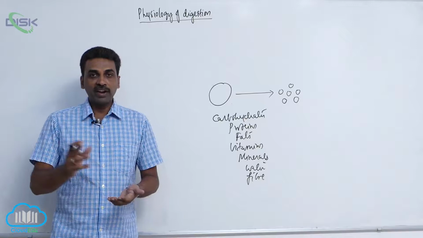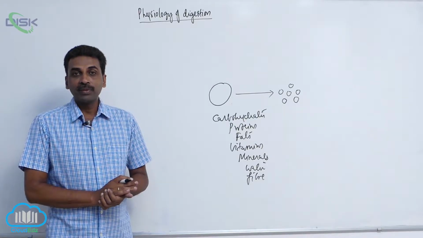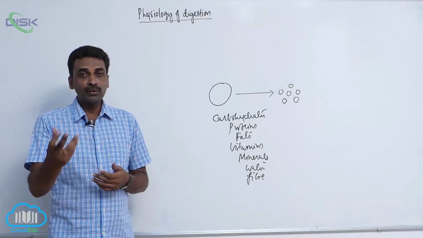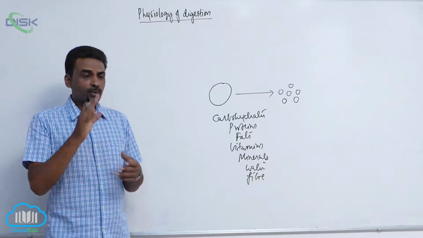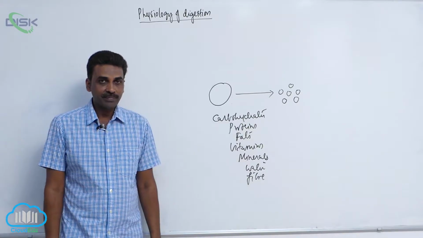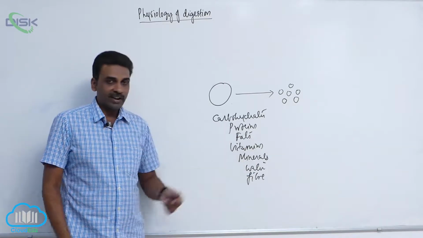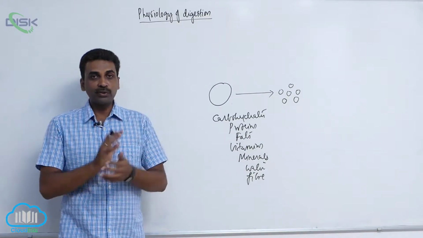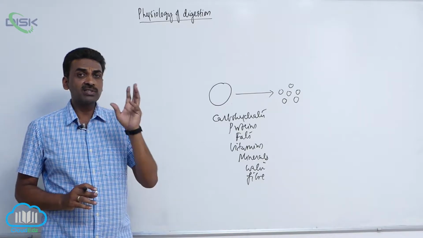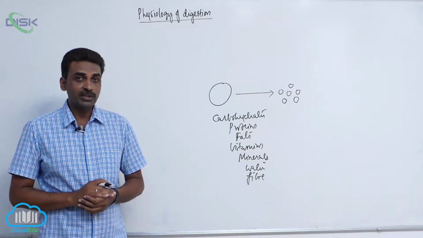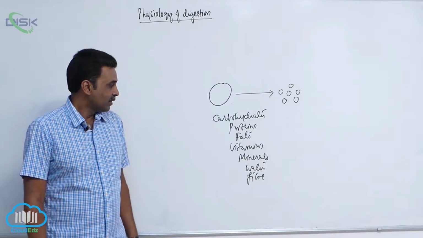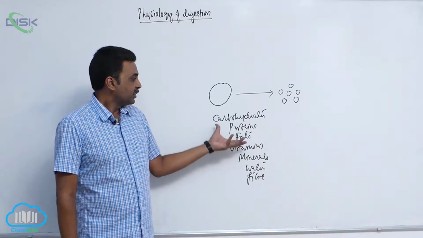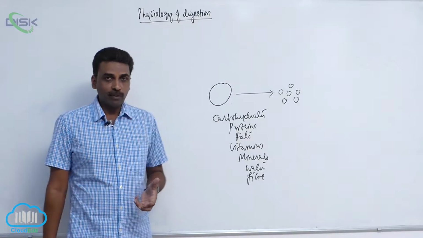For the formation of antibodies, they are useful in the immune system, immunity. All antibodies are synthesized from proteins. Fats, they are reserve food. Under certain conditions, they are oxidized to produce energy. But basically, fat is a reserve food. So these three are in complex form.